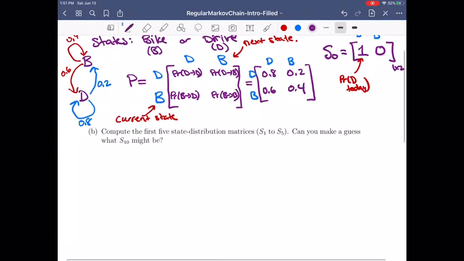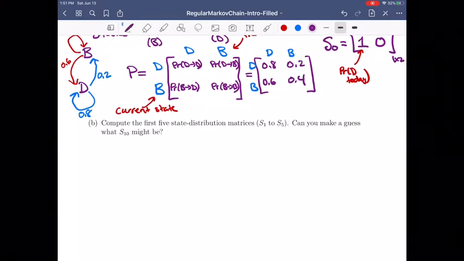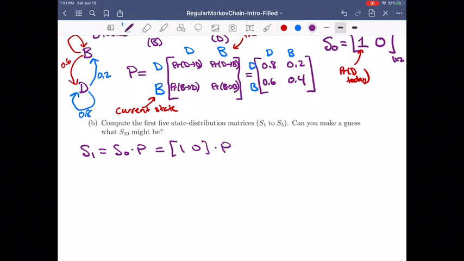Now what we're going to do is use these to compute the first 5 state distribution matrices. So I want S1 to S5. And then we're going to see if maybe we can guess what S10 might be. So S1 is going to be S0 times P. That's going to be 1, 0 times our matrix P. When I do this multiplication, I take this row down this column, and I'm only going to get the 1 and the 0.8 hitting. So this is going to be 0.8 and 0.2. I'm going to get the first row there.